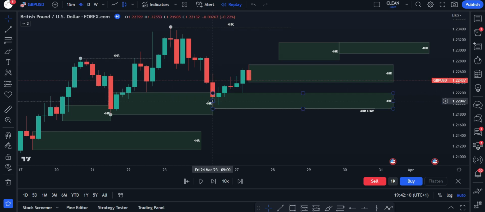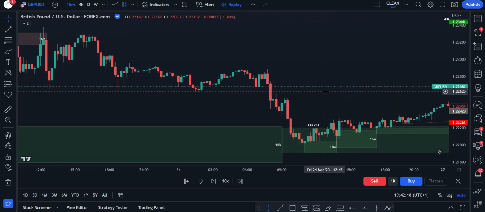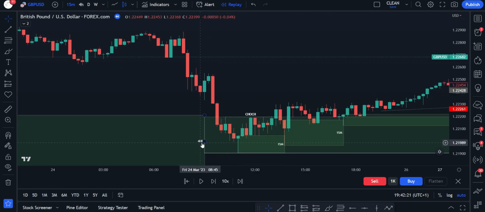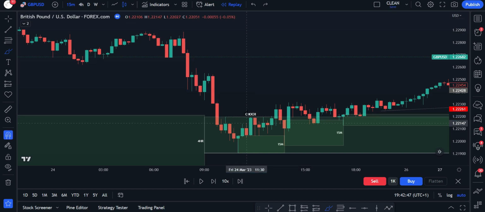But we came into the 4 hour demand and I was looking for a 15-minute change of character, or the 15-minute to show bullish intentions, and this is what happened. So this is the 4 hour demand, and let me just draw this out so just make it really clear. We had price come up, down, that green candle up, down, and then we broke, well, maybe not there, but we definitely broke there. Okay, so we broke this green candle high there, and that's a change of character. So let me just delete all that.